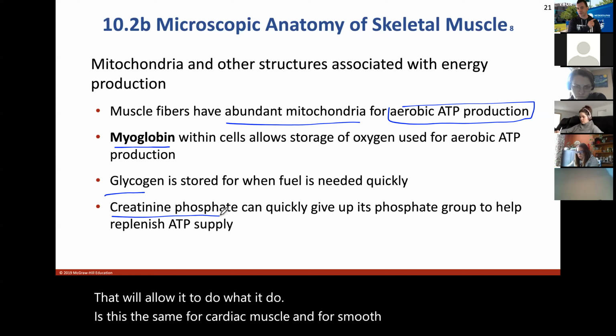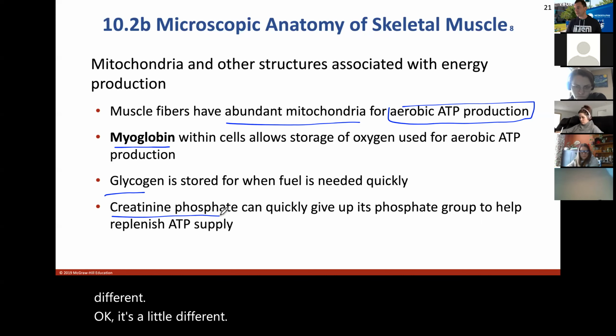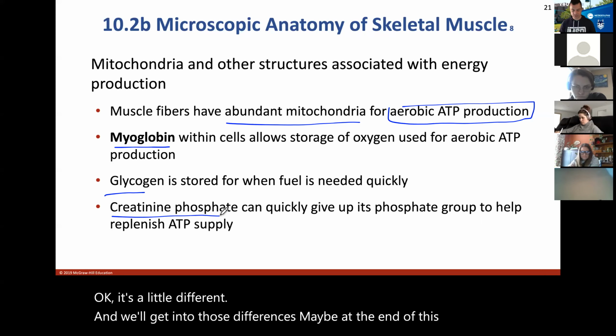It's a little different. Okay? It's a little different. And we'll get into those differences maybe at the end of this lecture, but definitely when we get into those two units.